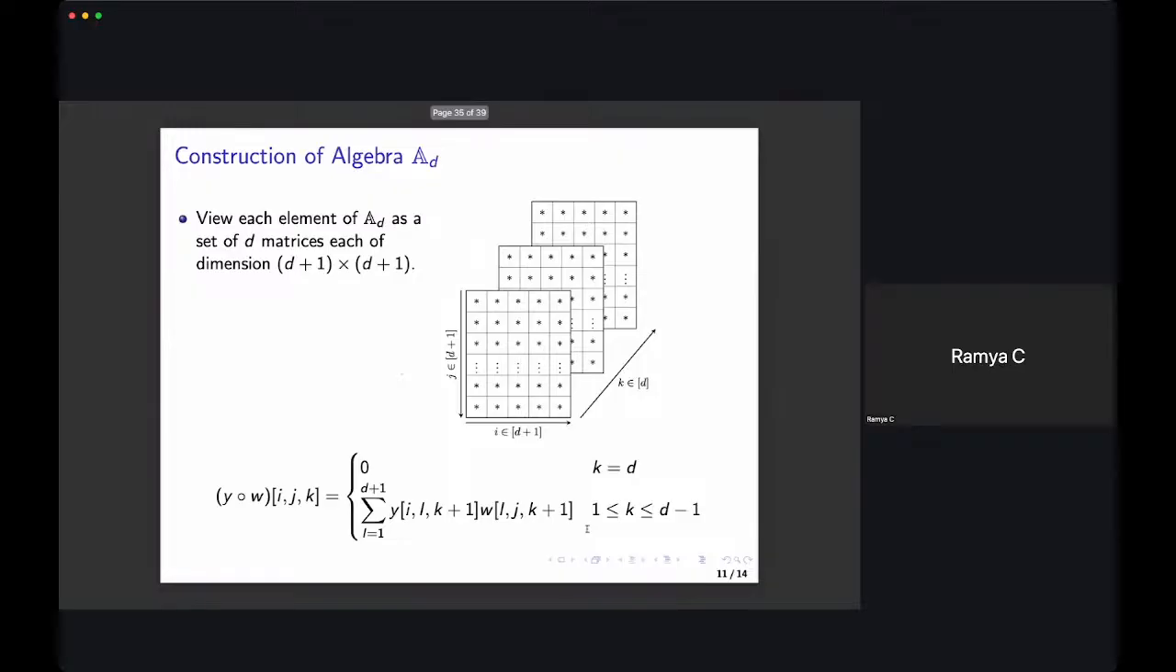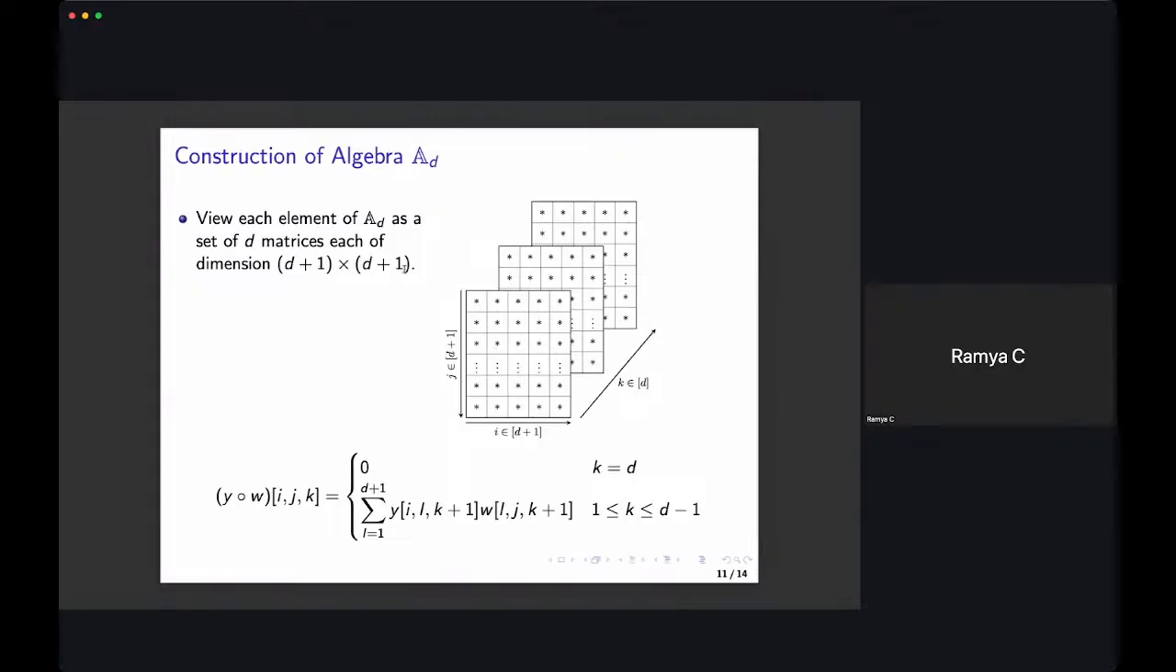Okay, so now let me flash the algebra to you. You can think of the elements of the algebra as matrices which are stacked one behind the other. So there are d matrices, and each matrix has dimension d plus 1 by d plus 1. So you can think of this as a vector space roughly of dimension d times (d plus 1) square. So that's how each element is going to look.